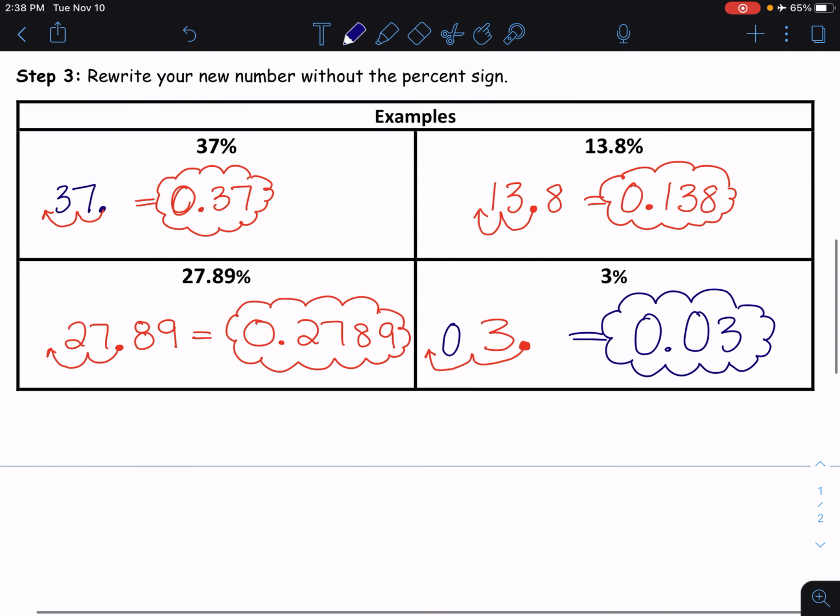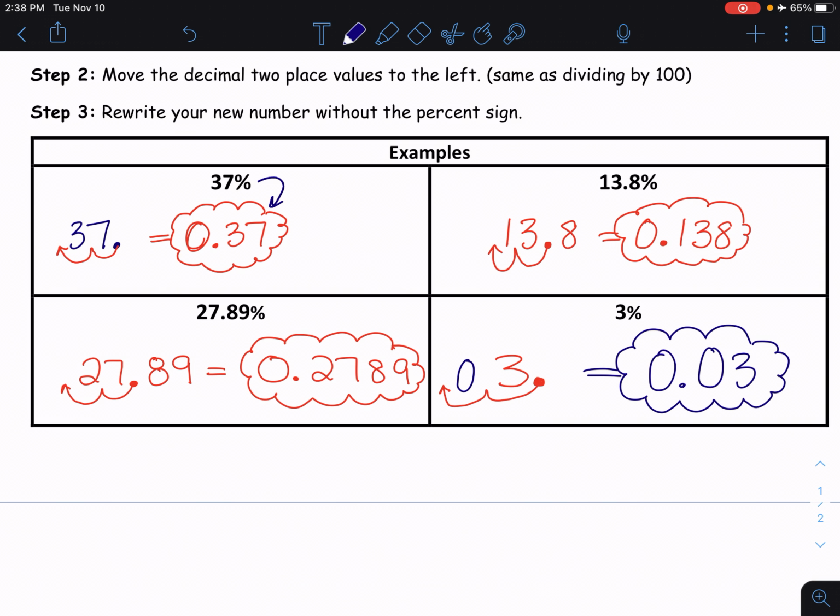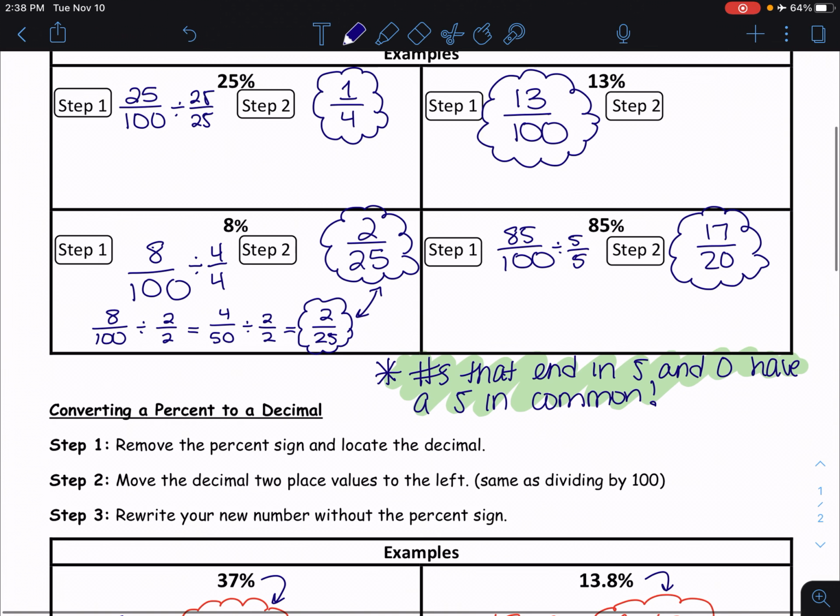Okay? So 37% is the same as 0.37. 13.8% is the same as 0.138. 27.89% is the same as 0.2789. 3% is the same as 0.03. Okay, when you change a percent to a decimal, there is no more percent sign. Just like when we change the percent to a fraction, there is no more percent sign. We are writing equivalent expressions, expressions that mean the same thing in different forms.